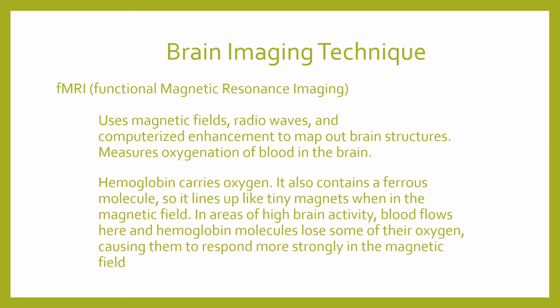Okay, so we're going to look at a study by Robert Doherty and his colleagues that uses fMRI, or functional magnetic resonance imaging. And so that you know how they are getting this data, they are using magnetic fields, radio waves, and computerized enhancement. That's what an MRI uses to map out brain structures. But for the functional magnetic resonance imaging, we want to see the brain activity. We're going to measure the oxygenation of the blood in the brain, and it follows this kind of logic.